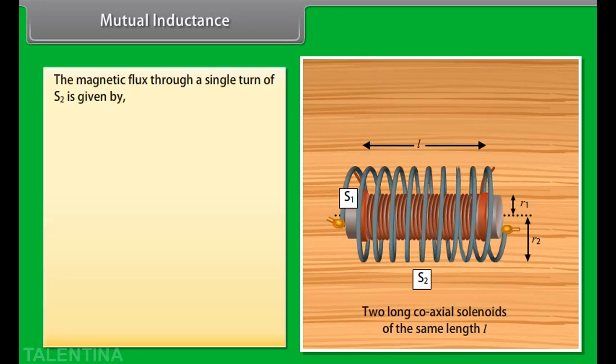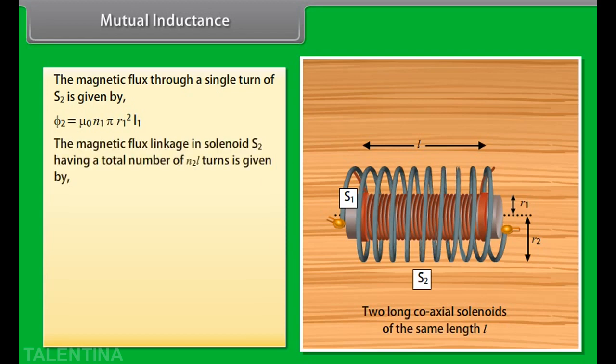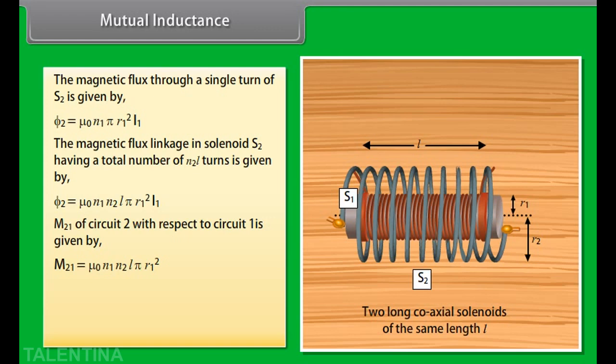The magnetic flux through a single turn of S2 is given by μ0 N1 π R1² I1. The magnetic flux linkage in solenoid S2, having a total number of N2L turns, is given by μ0 N1 N2 L π R1² I1. M21 of circuit 2 with respect to circuit 1 is given by μ0 N1 N2 L π R1².